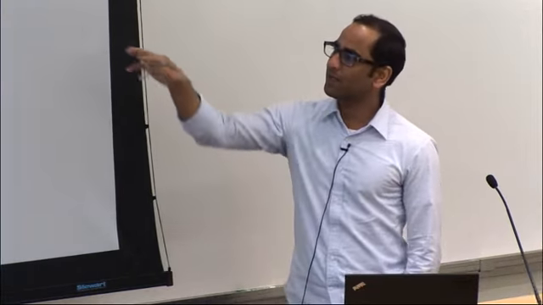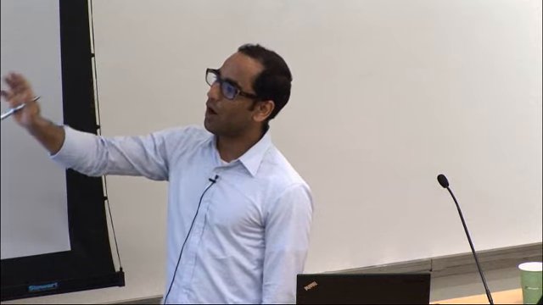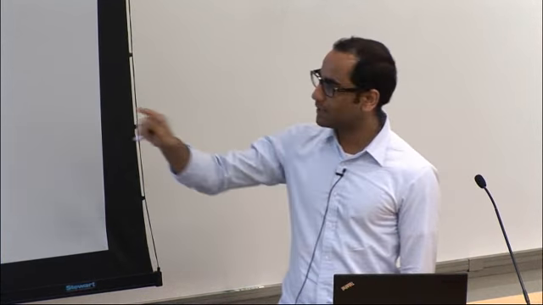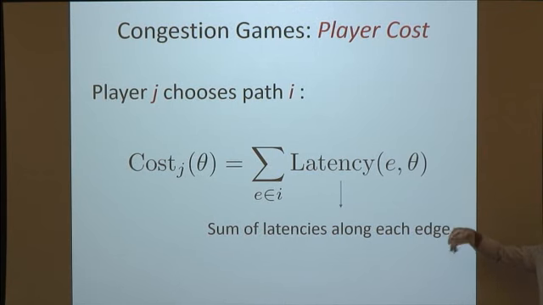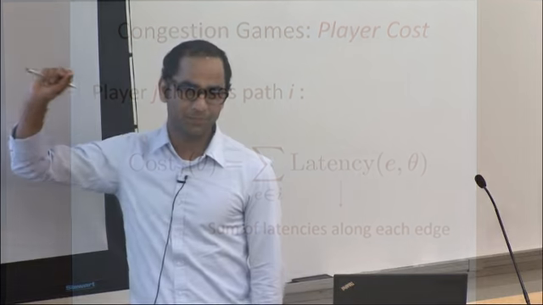Okay, and the reason why these latency functions are interesting, there is a lot of theory in it, but I'm not going to get into those details. So the cost incurred by a player if he chooses some path is just the sum of latencies along each of the edges on that path. Okay, so that's the player cost.